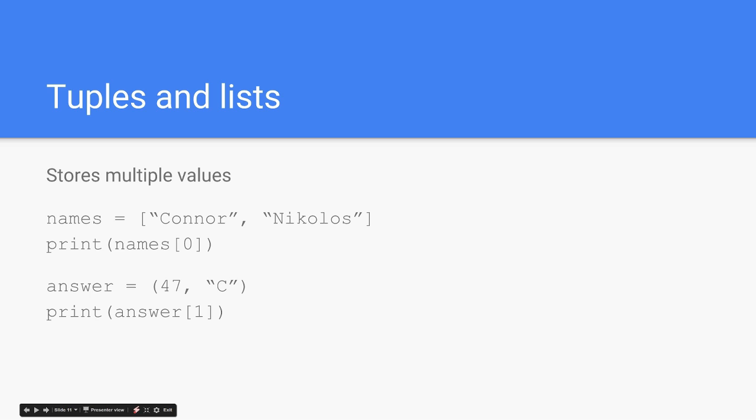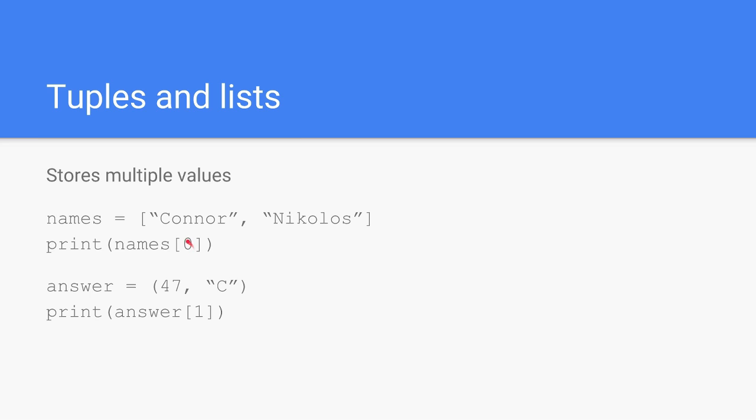Let's take a second to discuss tuples and lists. Tuples and lists are a special data type that can store multiple values. A list is a list of values. The first list, stored in the variable named names, contains 2 elements, both of which are text. To access one of these elements, use square brackets after the variable name with the index, as shown here.